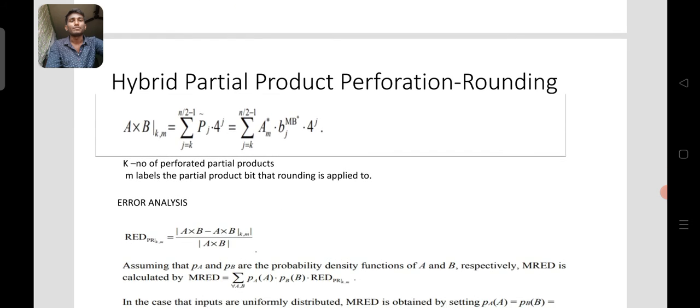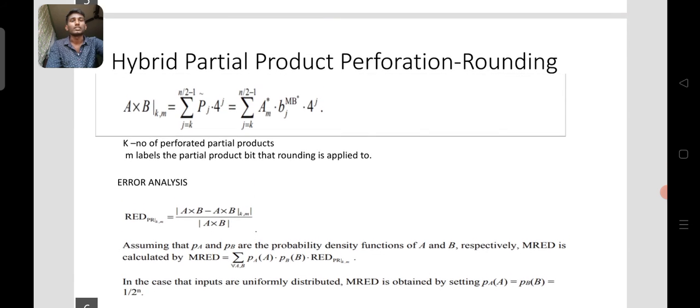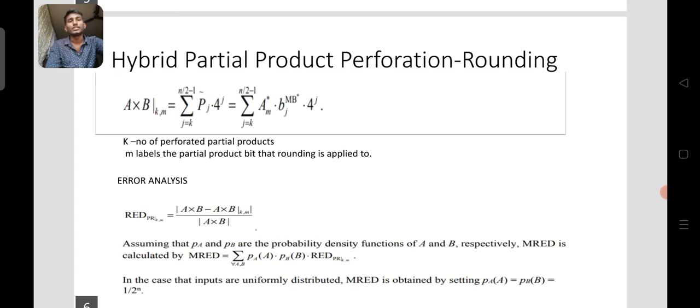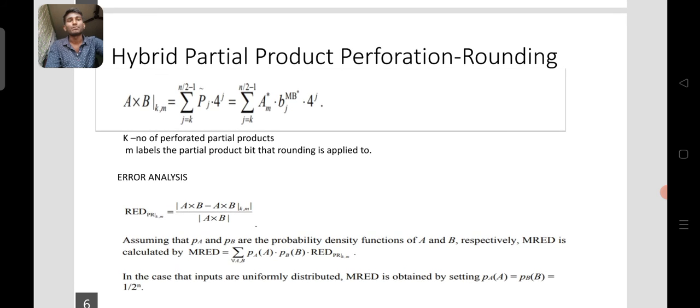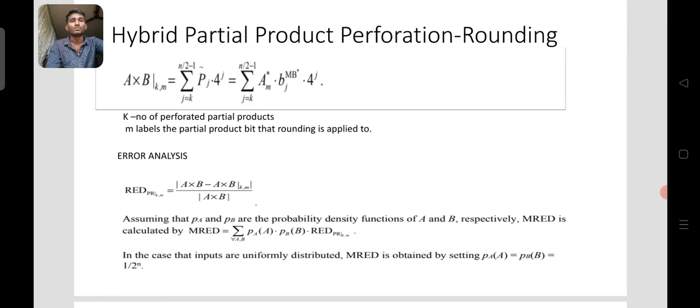Coming to the hybrid partial product perforation and rounding, it is shown as the product of A and B equal to the summation of the partial products times 4^j, ranging from j equal to k to n/2 minus 1, where k denotes the number of perforated partial products and m denotes the partial product bits that rounding is applied to.